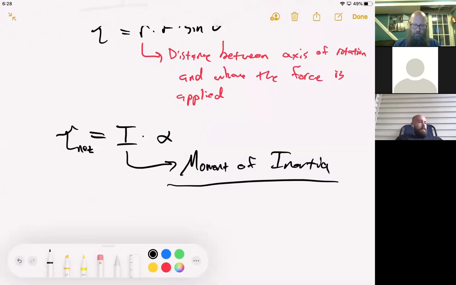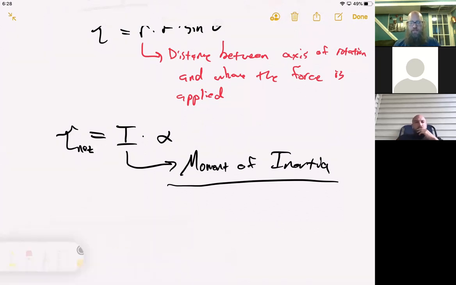Okay, so moment of inertia is just an object's resistance to being rotated. All right, it's the rotational equivalent of mass, but it's not just mass, because the resistance of something to being rotated depends not just on mass, but also on how that mass is distributed. How do I describe that in an everyday example?